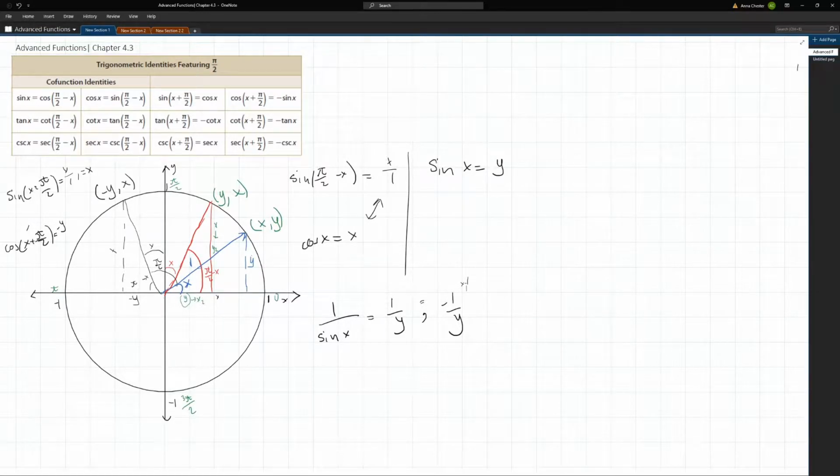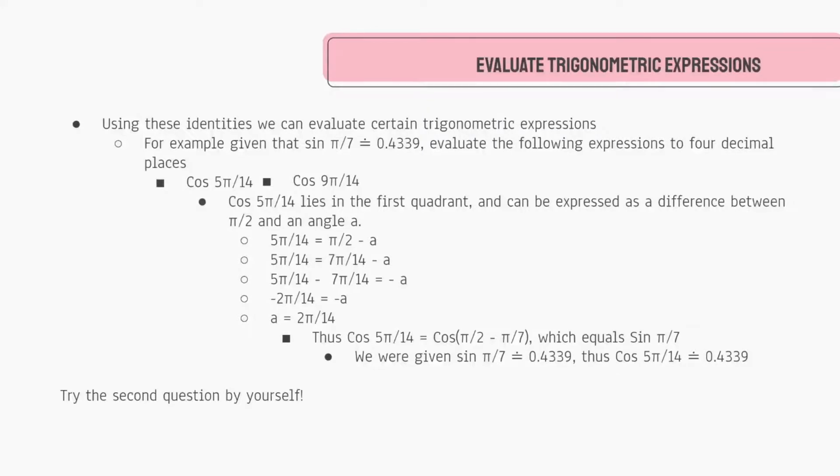So that's it for this part. I hope you enjoyed that little demonstration, but let's get going with the rest of the content. Using the identities we found, we can now evaluate certain trigonometric expressions. These are the ones that use the equivalent values or identities we just found.